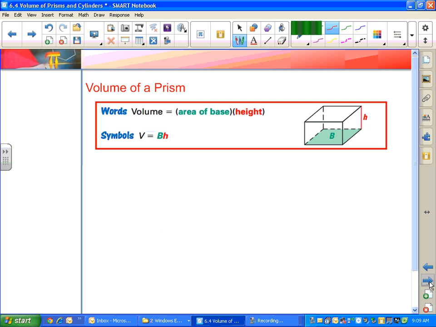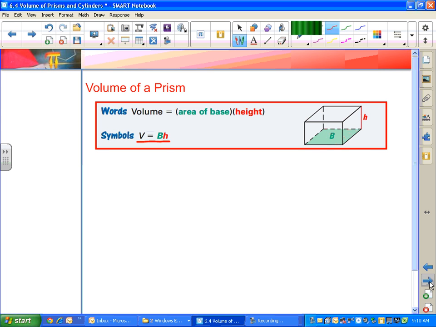So let's start with the volume of a prism. In order to calculate the volume of a prism, there's two things you need to know. You need to know the area of the base, and you need to know the height. And of course, those are the same things that you need to know to calculate its surface area. The only difference is we don't need to know the perimeter of the base. So we're going to find the area of the base, whatever that is. We're going to find the height of the prism, and the volume is going to be given to us by the formula, the area of the base times the height.